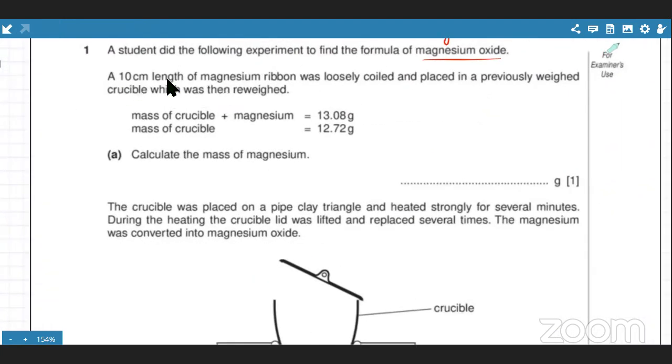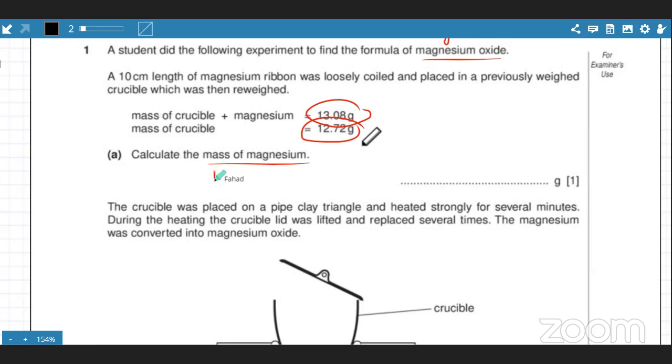The first part is a 10 centimeter length of magnesium ribbon was loosely coiled and placed in a previously weighed crucible, which was then reweighed. So you're adding magnesium to a crucible and you're being asked to calculate the mass of magnesium. The mass of magnesium can be found by subtracting the two values. If you do the subtraction, it's going to be 13.08 minus 12.72.